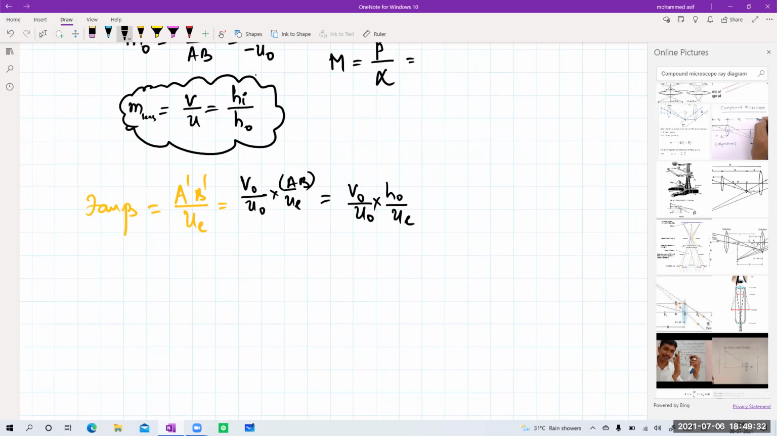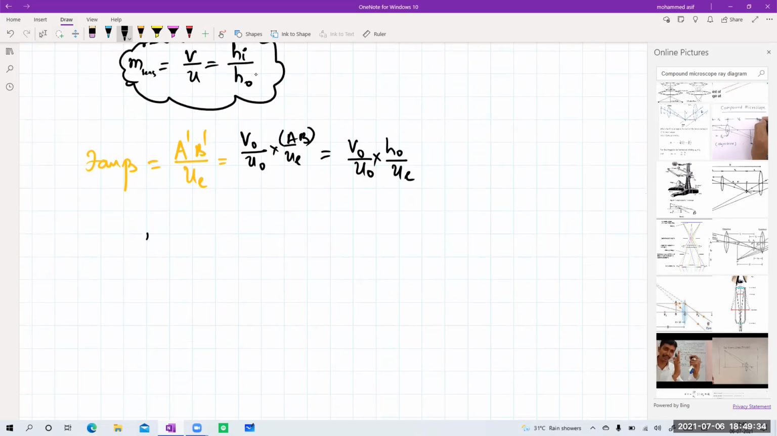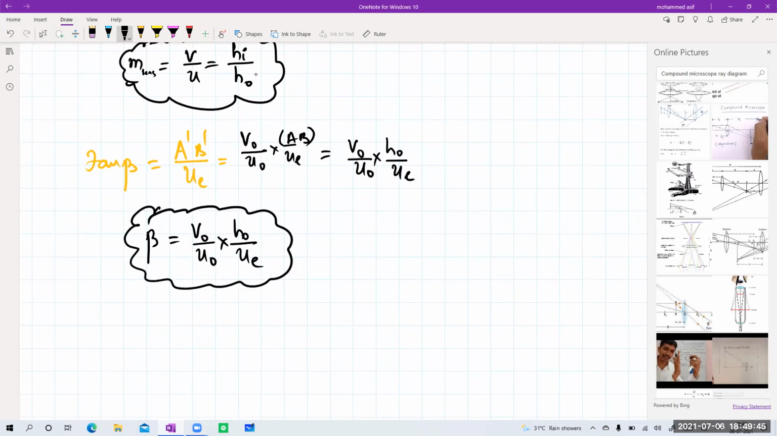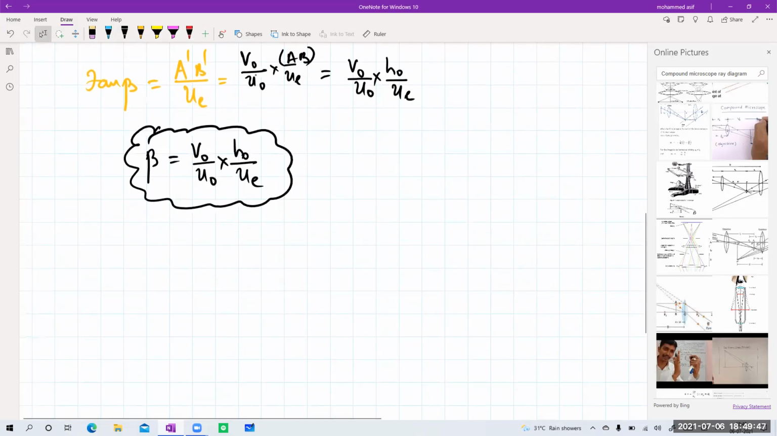The angle beta here is very small, so tan beta can be written as beta. So beta is equal to V naught by U naught into height of your object divided by object distance of your image. This is your beta value. Is that clear?